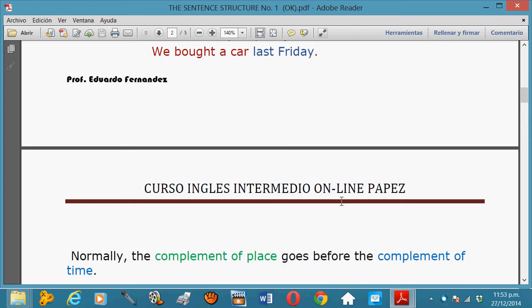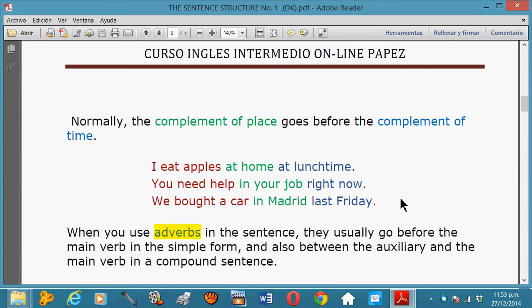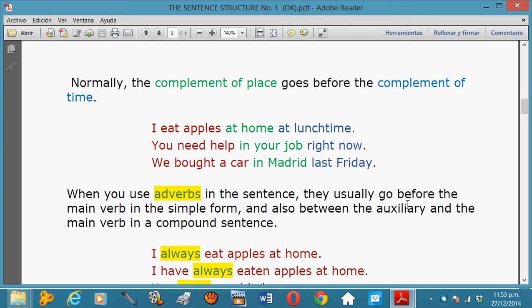Okay? Now normally the complement of place goes before the complement of time. I can have a complement of place and complement of time at the same time in the same sentence. But the complement of place has to go first and then the complement of time. For example, I eat apples at home at lunchtime. You need help in your job right now. We bought a car in Madrid last Friday. Okay? So I'm using these modifiers here in this sentence here.